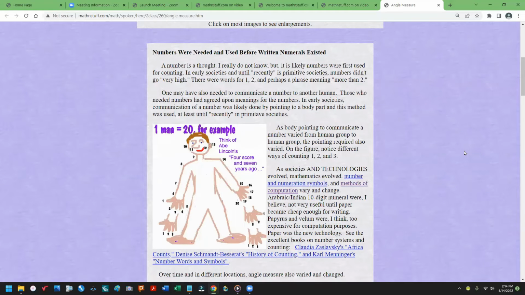A number is a thought. Early societies and primitive ones until recently didn't even write numbers down. They used words or pointed to body parts to communicate an idea.